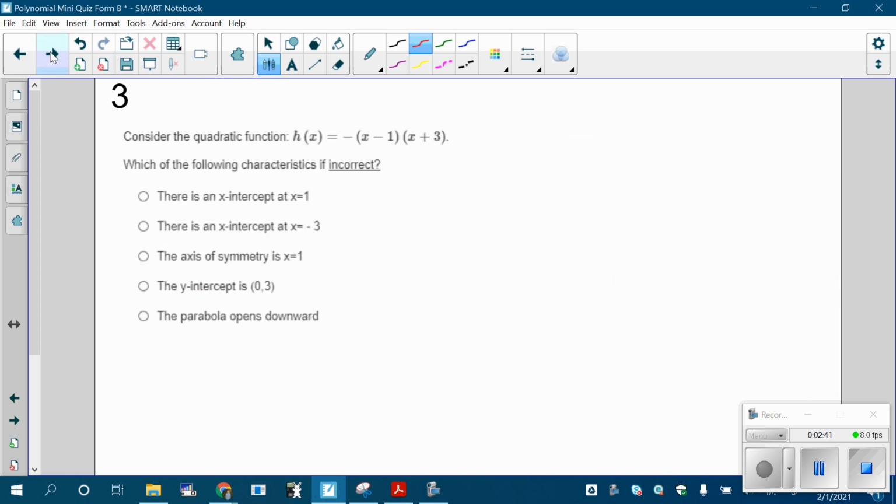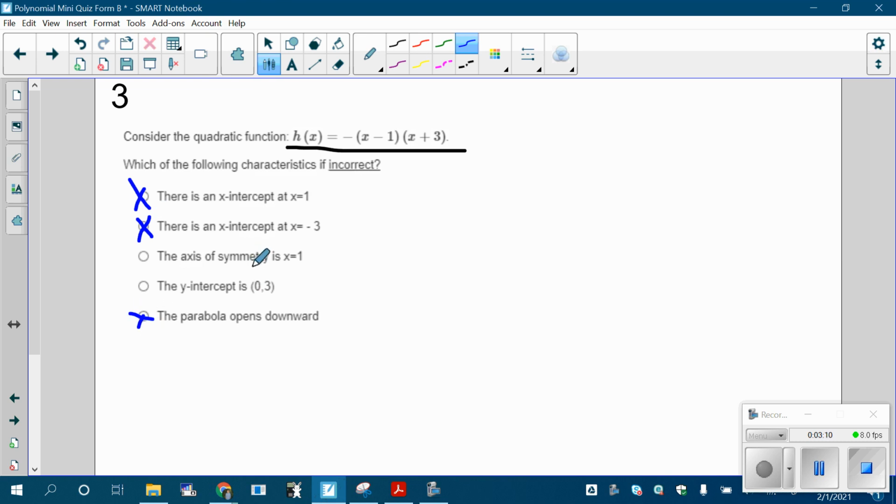Cool. Third question here: which of the following is incorrect? Let's just think about what we know. If you look at this parabola, it's in factored form. It's got an x-intercept at 1, an x-intercept at negative 3, and it opens upside down. X-intercept at 1, that's true, so that's not the answer. X-intercept at negative 3, that's true, so that's not the answer. It opens down, that's true, so that's not the answer.